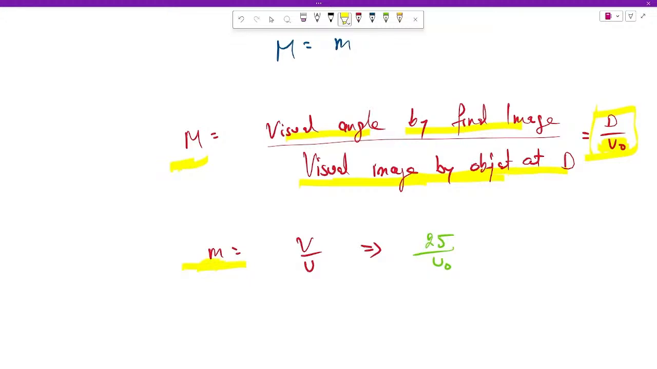Here we saw that when the final image is at D, then we can write v as 25 and u is the object distance, so we can write it u naught. So we can see here that capital M is equal to small m, or the angular magnification is equal to the linear magnification. So whenever the final image is forming at D, the angular magnification is equal to the linear magnification.